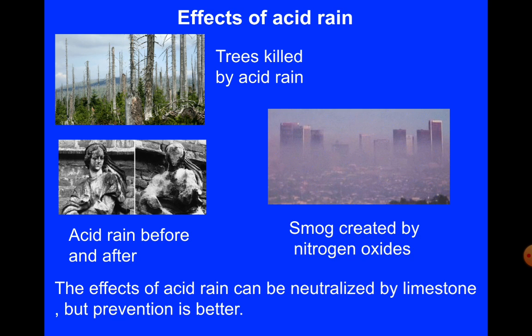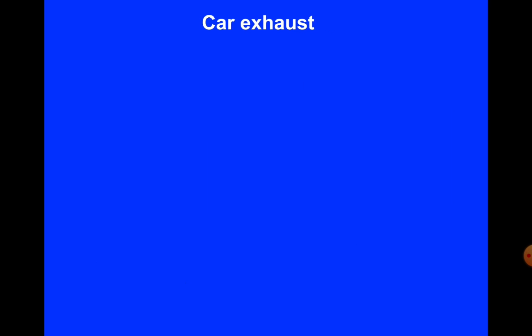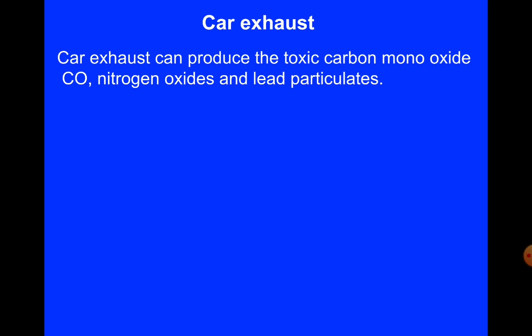How can we neutralize this acid rain? And they do, especially in certain forests, by using limestone. But of course, prevention is better. Okay. Another way to reduce some toxic gases from the car.